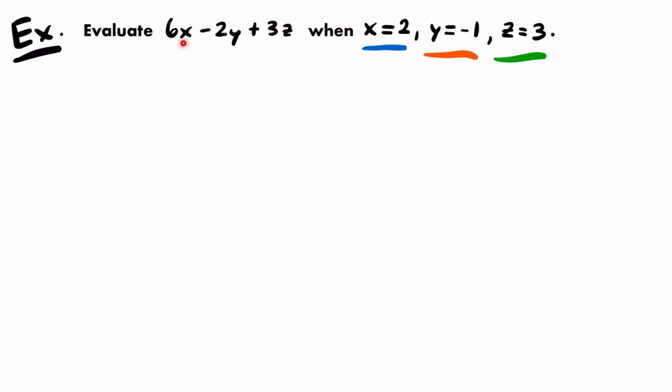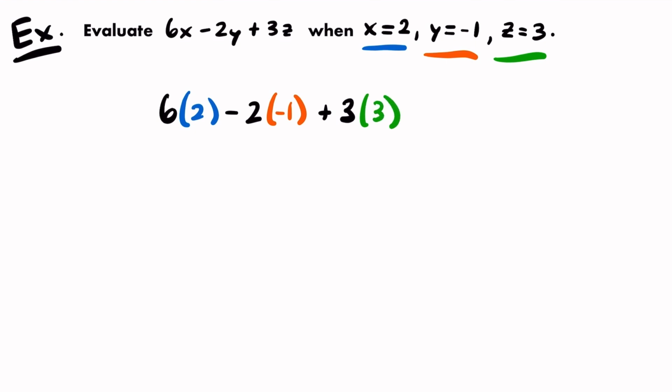We have 6 times x, so if x is 2, that means that we will have 6 times 2, and then we are subtracting 2 times y, and y is equal to negative 1, so we have 2 times negative 1, and then we are adding 3 multiplied by z, and z is equal to 3, so we have 3 times 3. All right, and so then doing the math here, make sure to remember your order of operations. We want to do all the multiplication first before we do any addition or subtraction. So let's multiply all these values together.